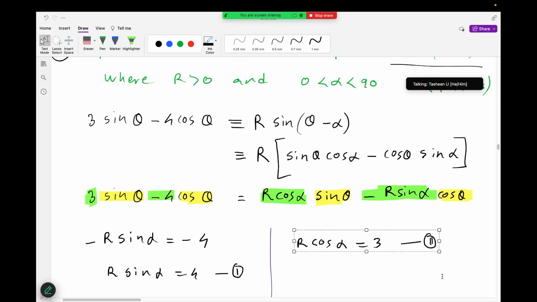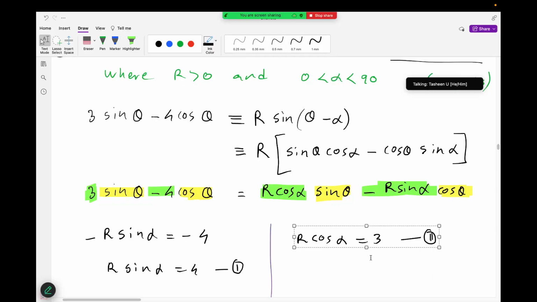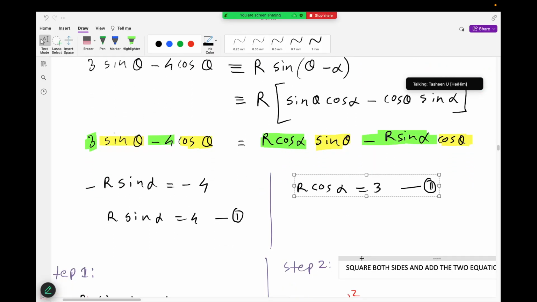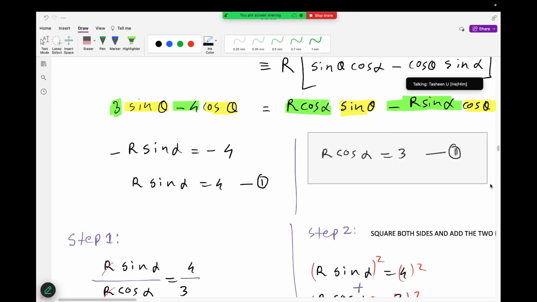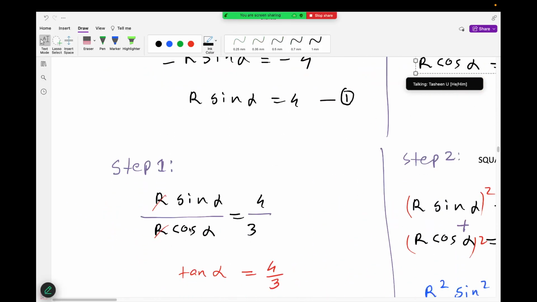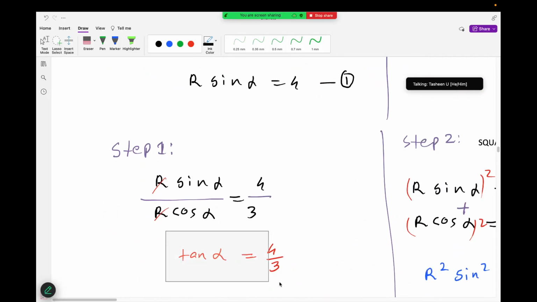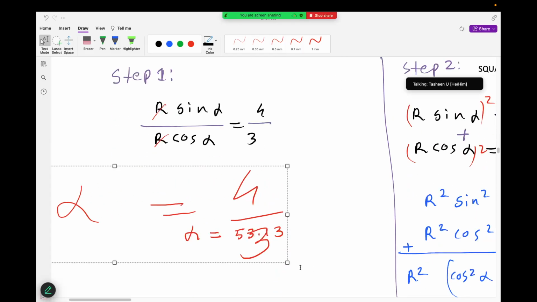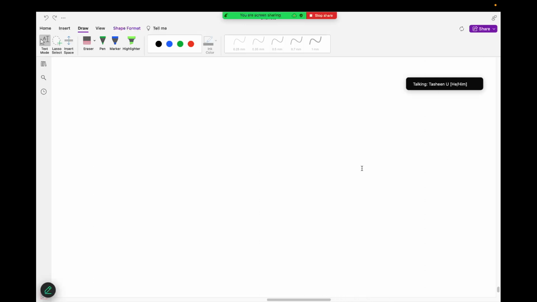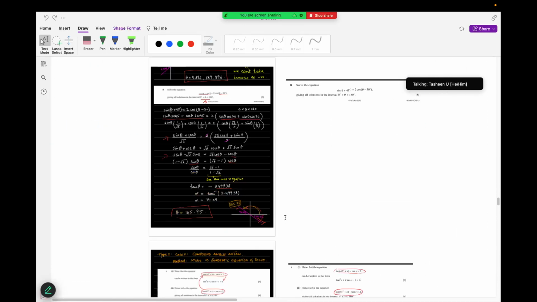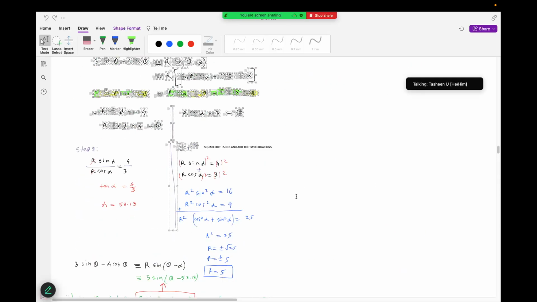Now here is a slightly different thing that you would do. Normally you use substitution or elimination. Now what you will do is, step 1, divide equation 1 by equation 2 so that you get rid of r, and you can make sine over cos into tan, and you get alpha. Alpha is the inverse tan of that. Step 2, square both sides and add the two equations.